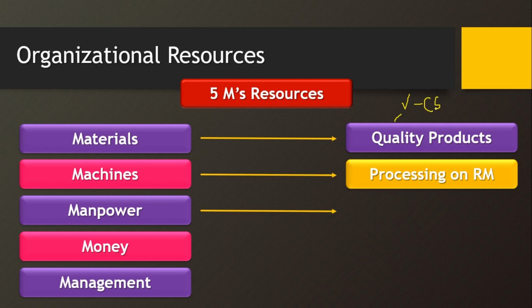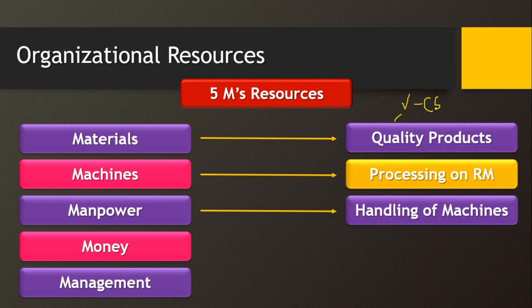Similarly, manpower is the human resource present in the organization, who will operate the machines and convert the raw materials to produce quality products. Thus, handling of machines, processing of raw material, and manufacturing of quality product becomes the responsibility of the manpower.